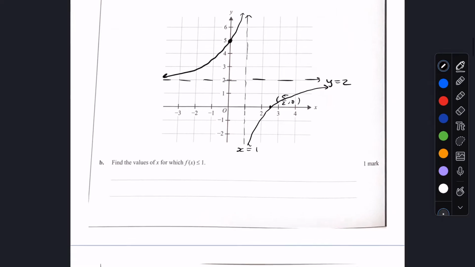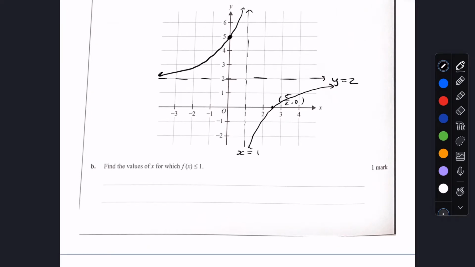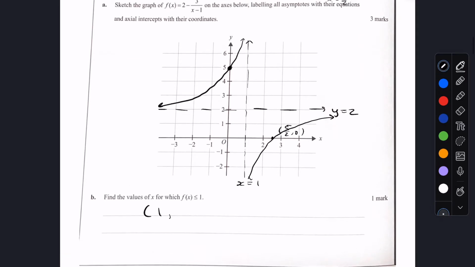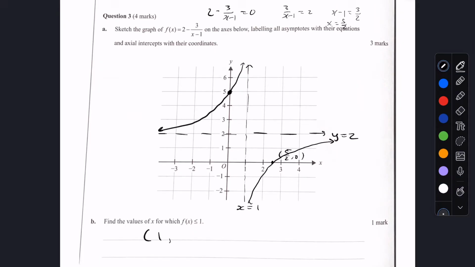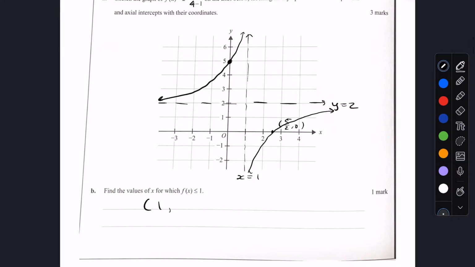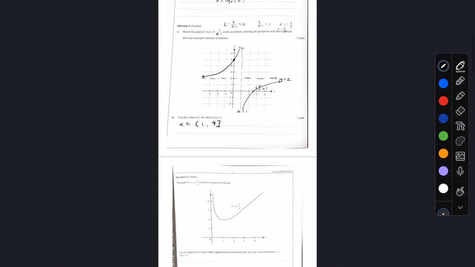Alright, find the values of x for which f of x is less than or equal to 1. So less than or equal to 1 is over here. So that would just be from 1 all the way till, we need to solve when it's equal to 1. It looks like about 4, but we'll see. So if I just sub in 4, that's 3 on 3, which is 1, and then 2 minus 1 is 1. So yeah, it would be 4. So 1 to 4, and 4 is included because it's less than or equal to. Alrighty.